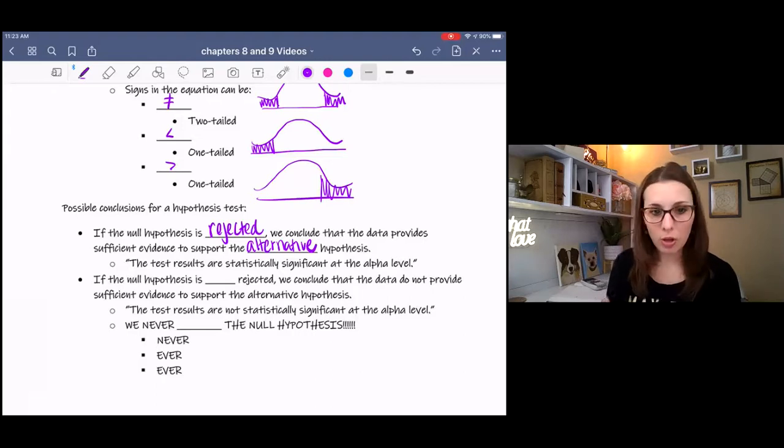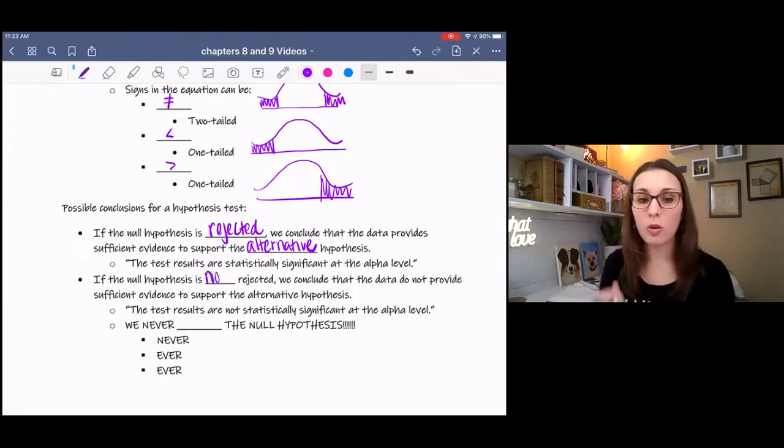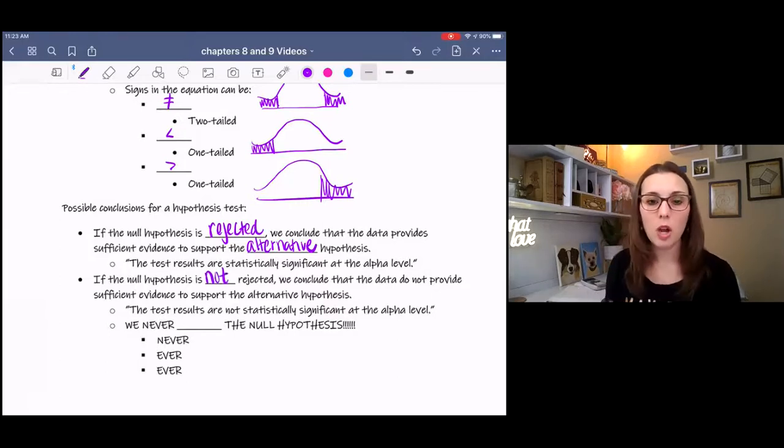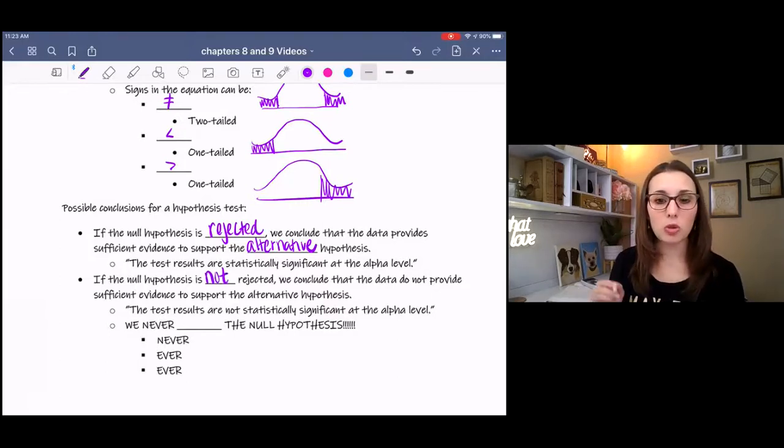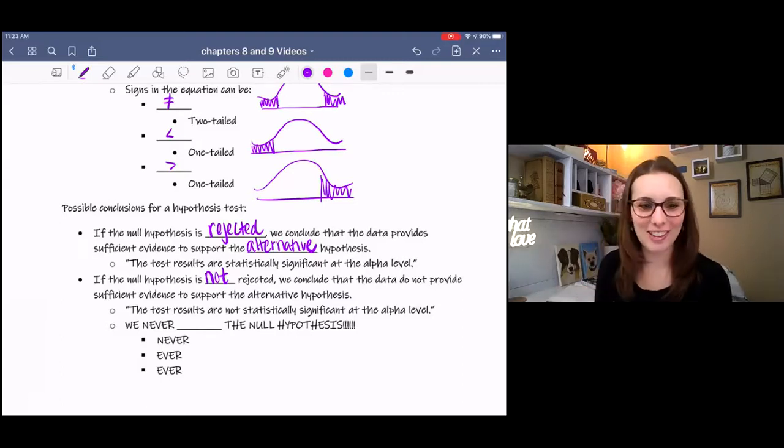If the null hypothesis is not rejected, and the wording there is important, we conclude that the data do not provide sufficient evidence to support the alternative hypothesis. Or you can say the test results are not statistically significant at the alpha level.